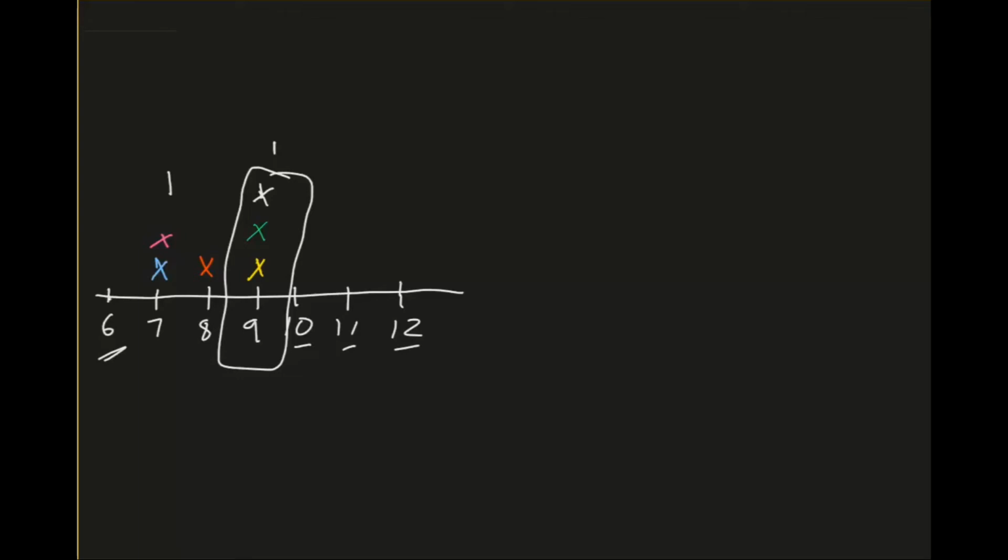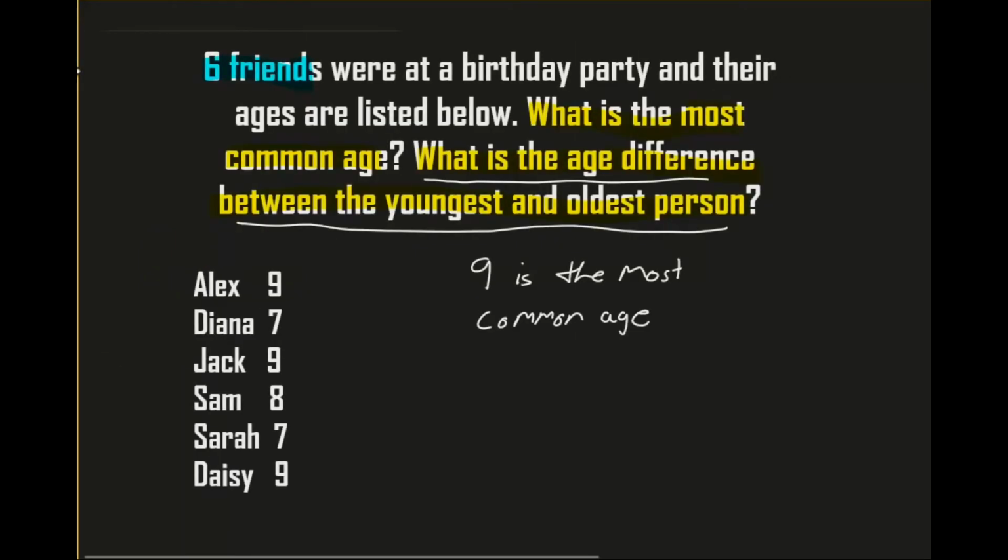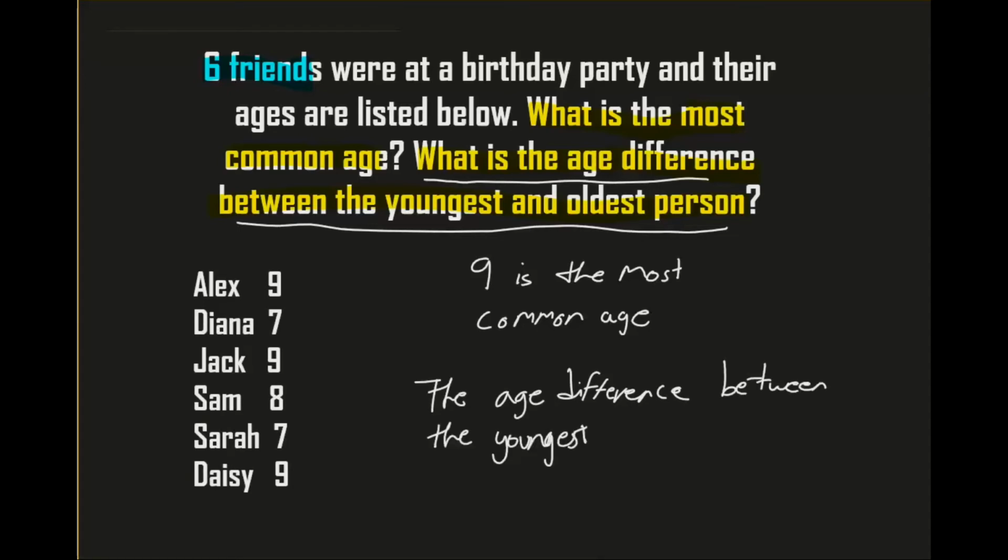So what we're going to do is we're going to subtract 9 minus 7. 9 minus 7 equals 2. So that means the age difference between the youngest and oldest person is 2. So there we go. That is our answer.